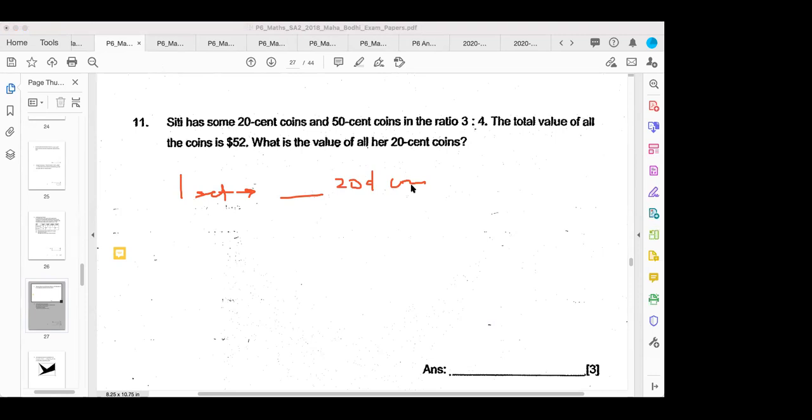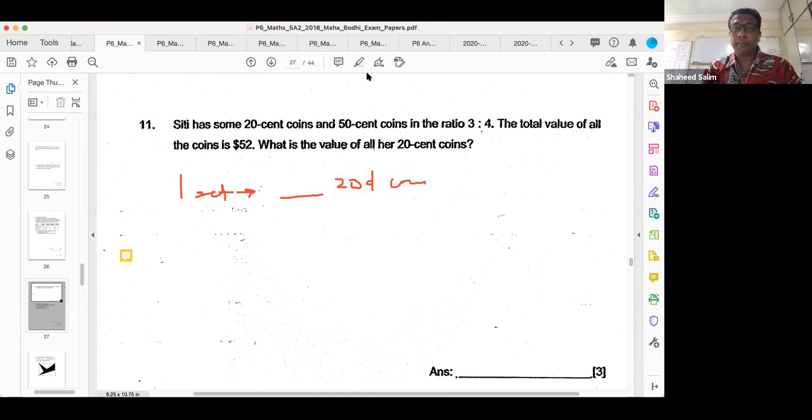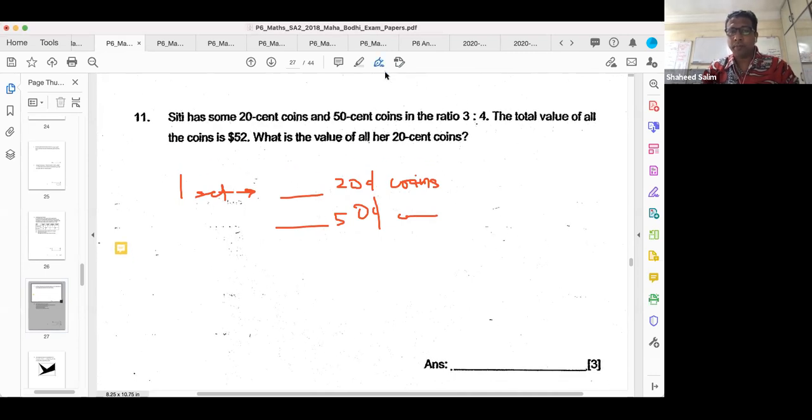Oh, others are coming in. Okay. The first one, how many 20-cent coins? 60? Hold on. One set has how many 50-cent coins? Based on the ratio. How many 20-cent coins? Based on the ratio. Can you see the ratio here? You just follow this. 3 is for the 20-cent coins, 4 is for the 50-cent coins. So now you put 3 20-cent coins.